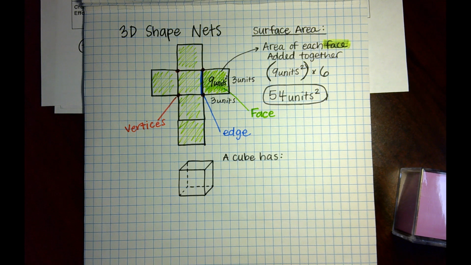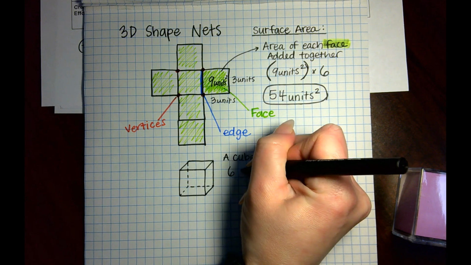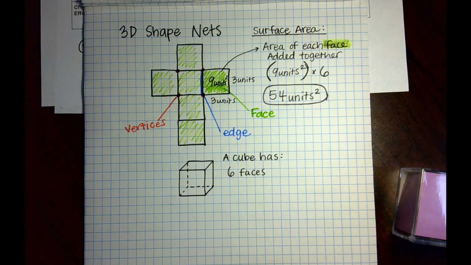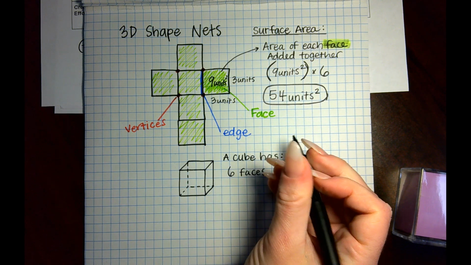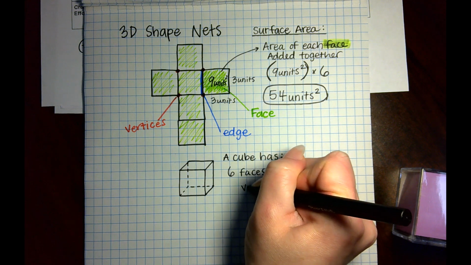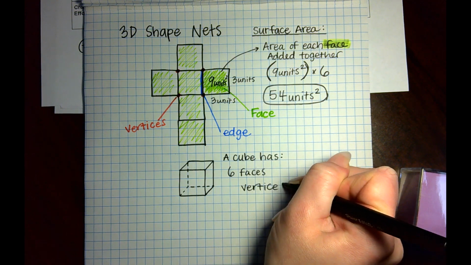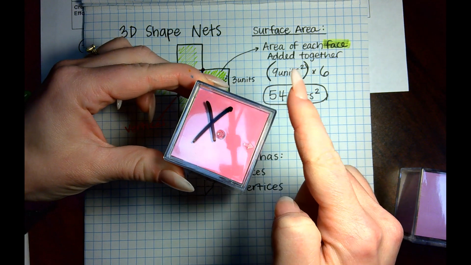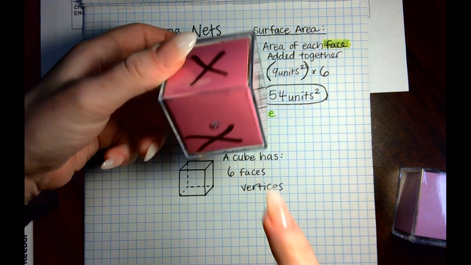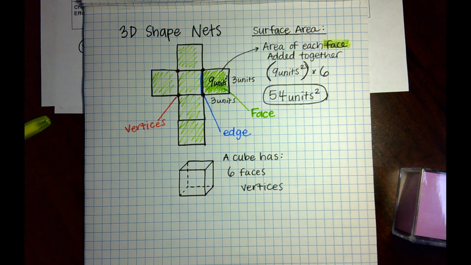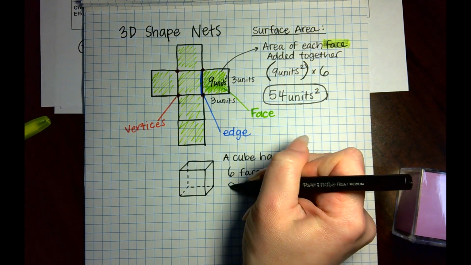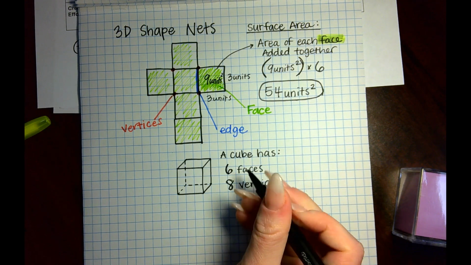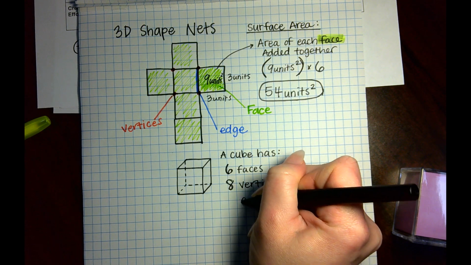So I would say a cube has 6 faces. And then we could count how many vertices. So that's how many pointy parts does it have? Let's see. 1, 2, 3, 4, yep, 5, 6, 7, 8. It's got 8 of them. 8 vertices, 6 faces, and then I need to count the edges.